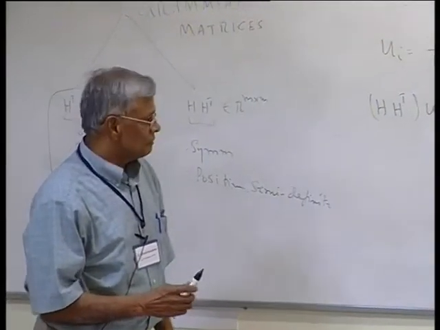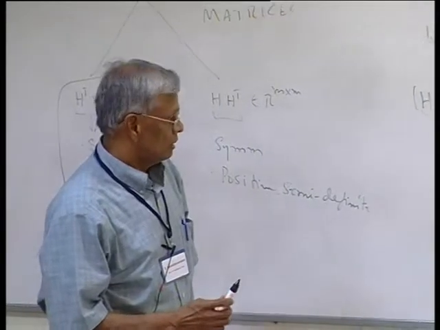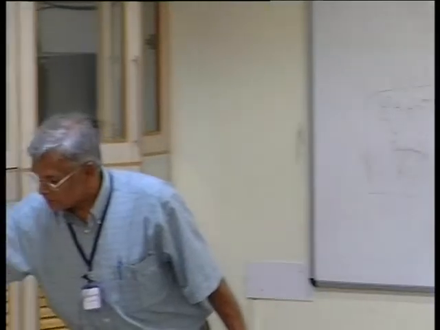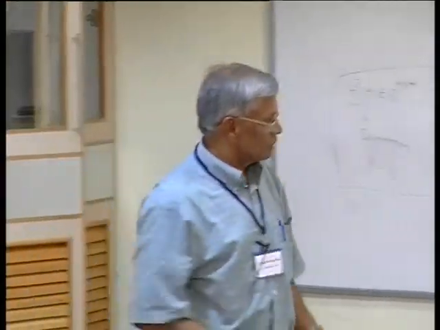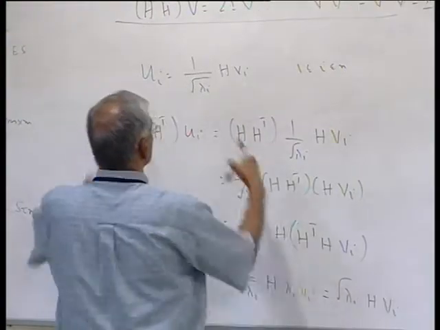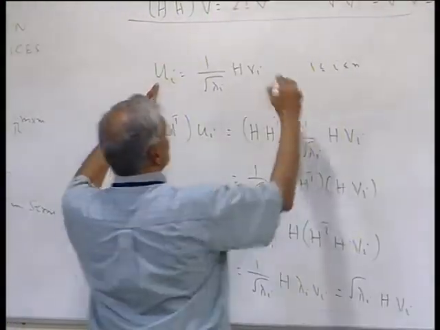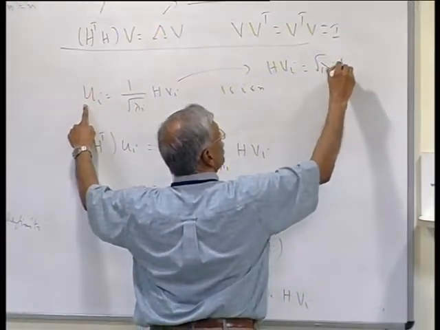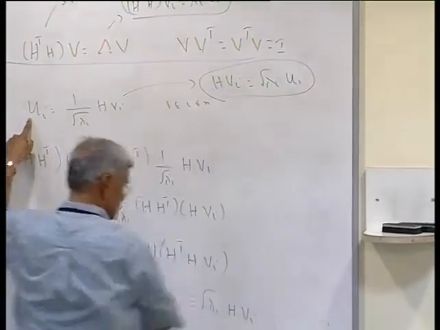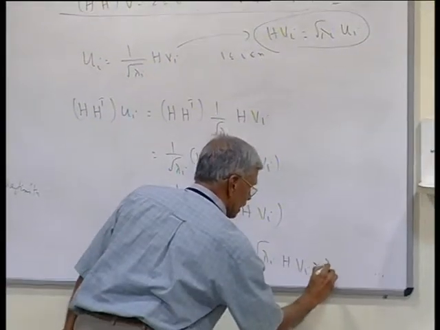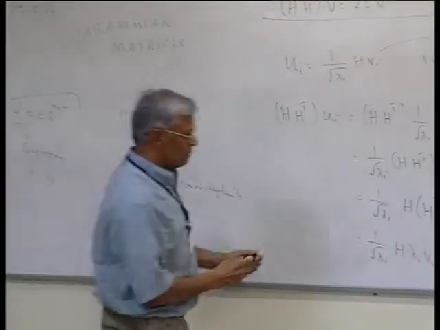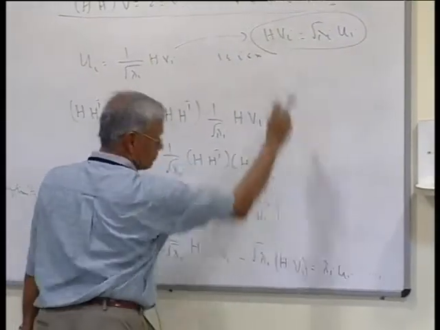All of you with me? I'm sorry. I should have said the following. That's correct. So, but what is this? This is essentially, so from here, HVI is equal to square root of lambda I UI. So this is equal to lambda I UI. So I'm going to use this formula in here.